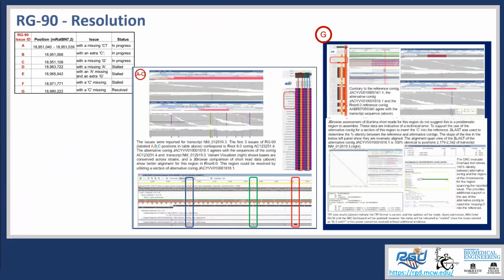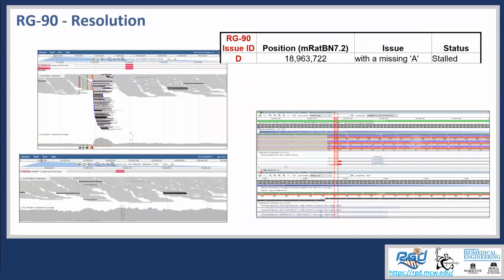4 of the reported issues listed in ticket RG90 will be resolved using the workflow described for RG8. 3 issues in ticket RG90 highlight additional data, such as other strain genome assemblies, would be good evidence to address the resolution of these errors.